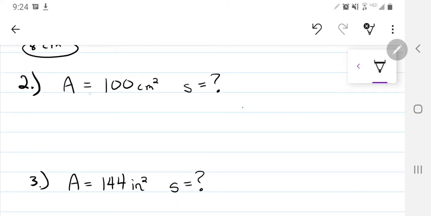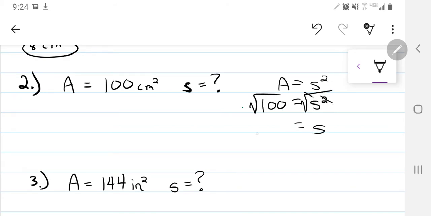Here we have area equals 100 centimeters squared. What is that side length? And we're assuming that this is a square, just like the one previous problem we did. So what do we do? We write down the formula, which is area equals side length squared. And we replace the A with 100. And now we do the inverse operation to cancel out the square, leaving s isolated.